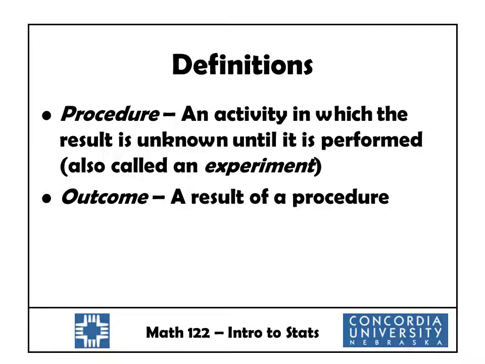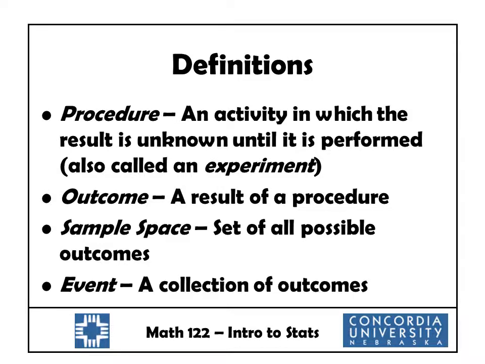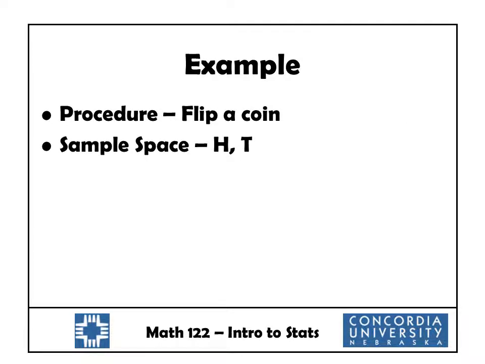Second definition, an outcome is a result of a procedure. So if I flip a coin, a result could be heads or it could be tails. A sample space is the set of all possible outcomes. And then an event is a collection of outcomes. As an example, let's say we flip a coin. Our sample space would be heads or tails, because those are the two possible outcomes when I flip a coin.